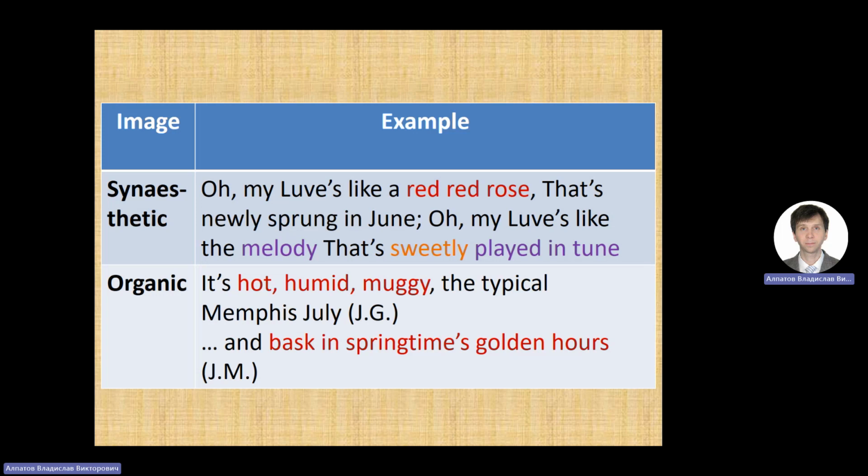It's hot, humid, muggy, the typical Memphis July, right? Muggy, душный. And this is an image, definitely, which we can see, feel, hear, but it's difficult to say what it is. Bask in springtime's golden hours. Bask means купаться в лучах солнца. So it is basking in springtime's golden hours in the sun, right? Soaking in the sun. This is an overall organic feeling. Any questions? No.